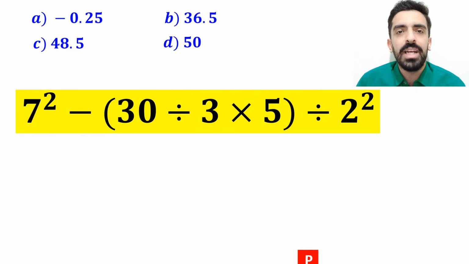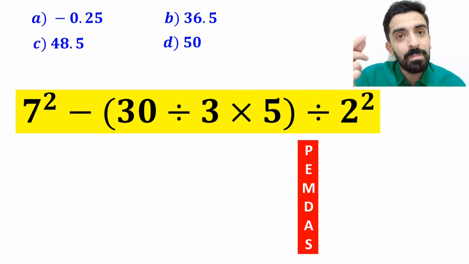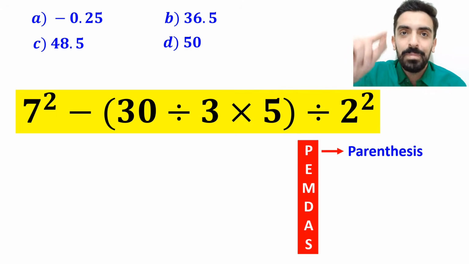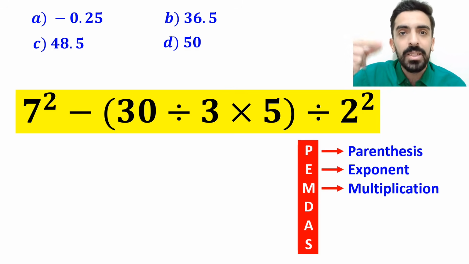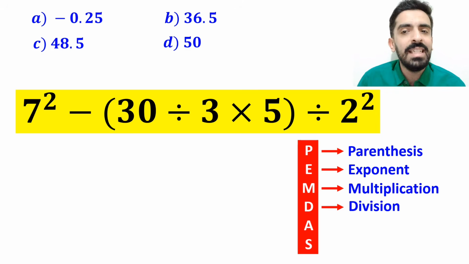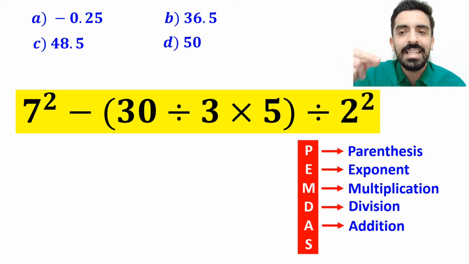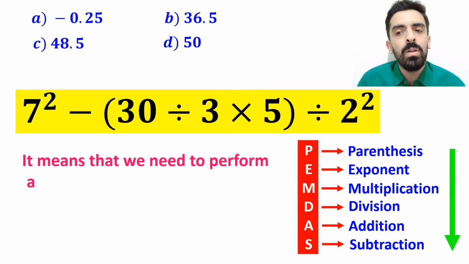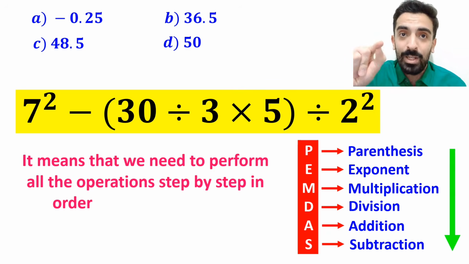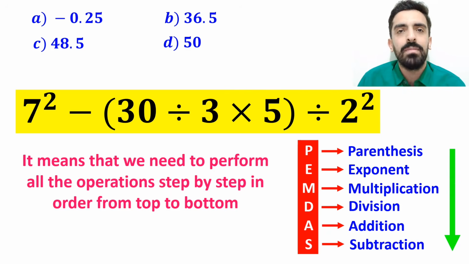To solve this question, we must follow a rule that is called PEMDAS. In this rule, P stands for parentheses, E stands for exponent, M stands for multiplication, D stands for division, A stands for addition, and S stands for subtraction. It means that we need to perform all the operations step by step in order from top to bottom.